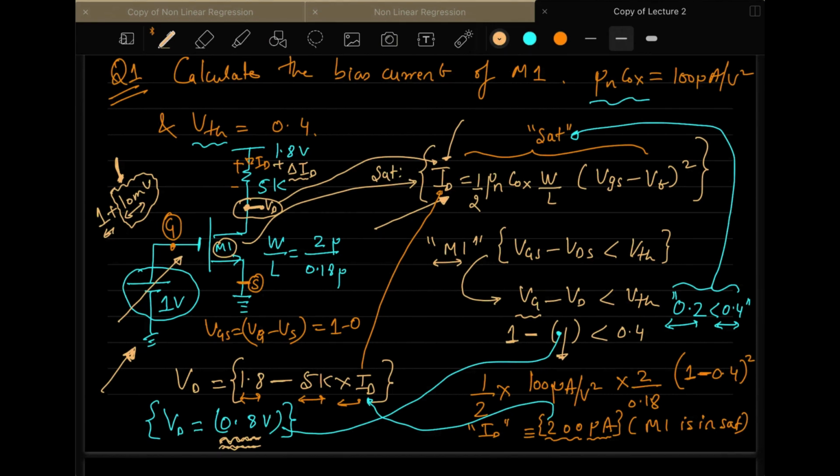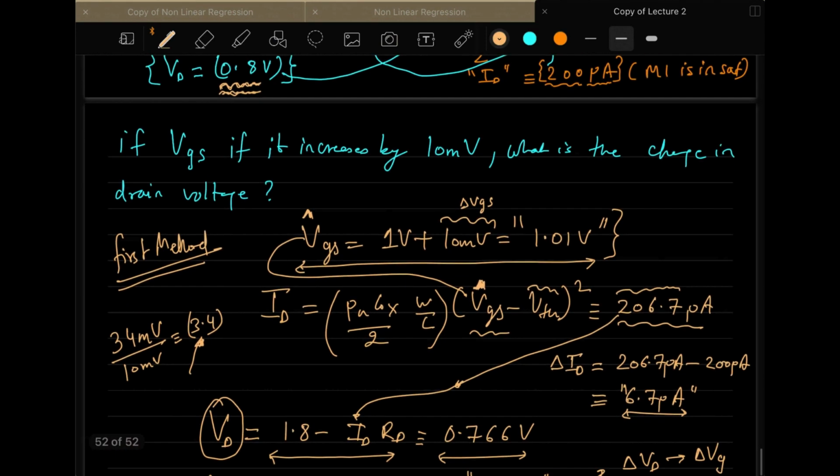No, I got how to calculate that. But why the change when 10 millivolt is increased? How is it increased?